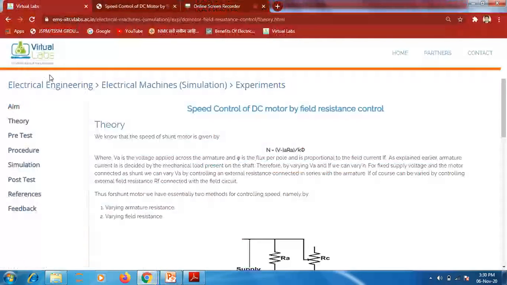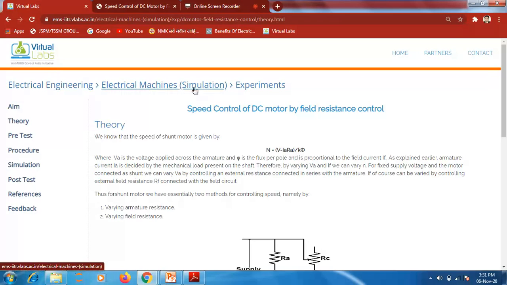Go to the virtual labs website. In that, select electrical engineering, where there are so many subjects, and you have to select electrical machines, the electrical machine simulations. In that, you have to select the experiment speed control of a DC motor by field resistance control.